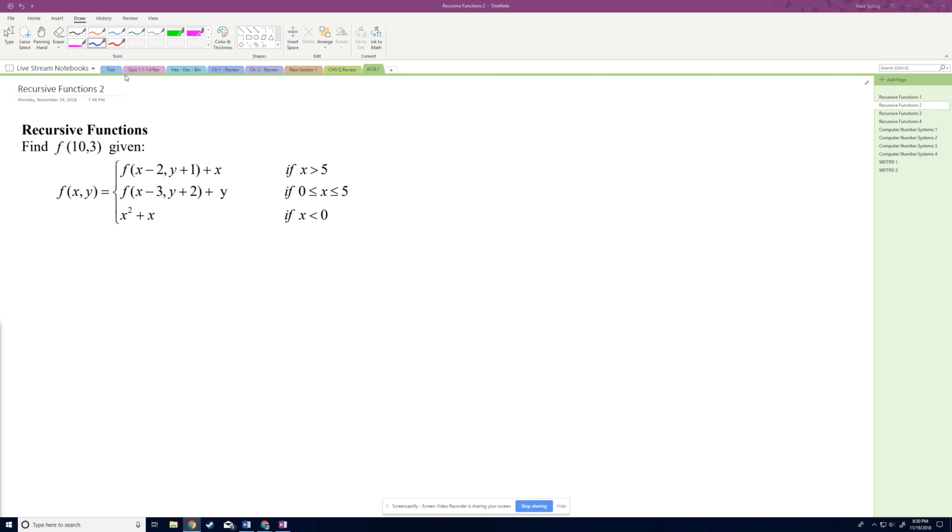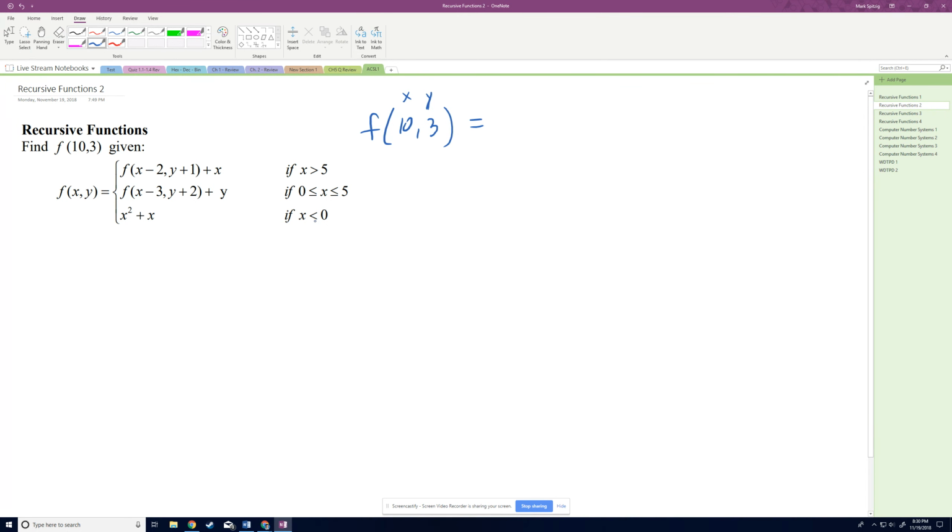Let's do the second recursive function problem. Here we go. We are trying to find f of 10 comma 3. So we actually have 2 inputs in this case. That's sort of our beginning point. That's our x and our y, right? That's our function x comma y. So we're looking for 10, 3.